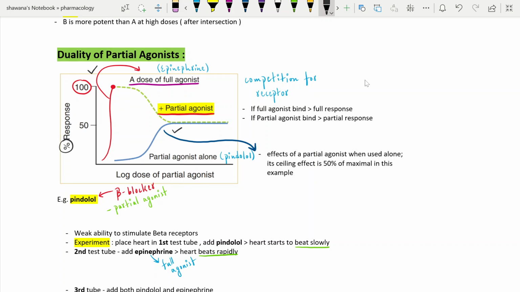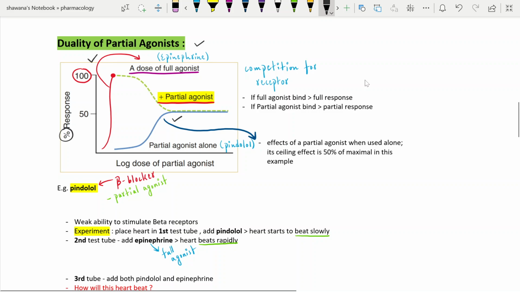Let's take examples in place of full and partial agonist. The full agonist in this example is epinephrine, and the partial agonist in this example is pindolol. Let's talk about pindolol and epinephrine. Pindolol is a beta blocker and it's a partial agonist right here. Here is the activity of pindolol and this is the activity of epinephrine alone.